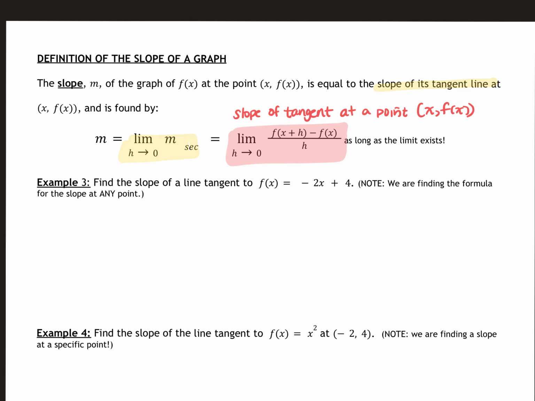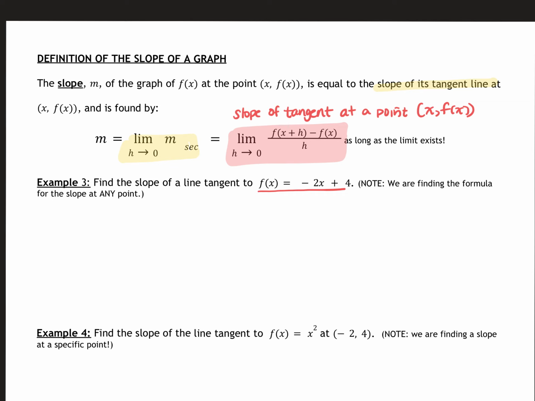For example 3, and I'm not sure if it's example 3 or example 1, but it doesn't matter, we want to find the slope of a line tangent to our function, f of x equals negative 2x plus 4, and that's all we're going to do. We're going to find the slope of a line tangent to that particular function. What we're going to be finding here is the slope at any point. So this is the slope for any tangent line on that graph.